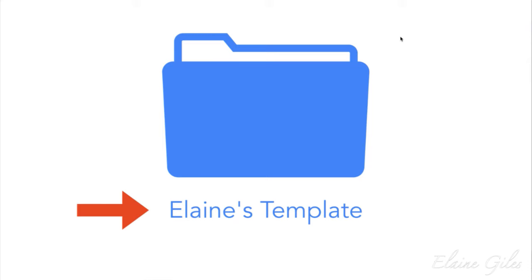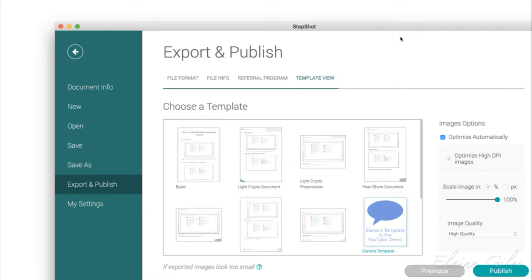The second thing I did was change the name of the folder. I changed that in this example to Elaine's template. And then, as you can see last time, I had a blue speech bubble. There you go, in my YouTube demo. And it appears in there. But after that, once you've done that, you are good to go and change absolutely everything.